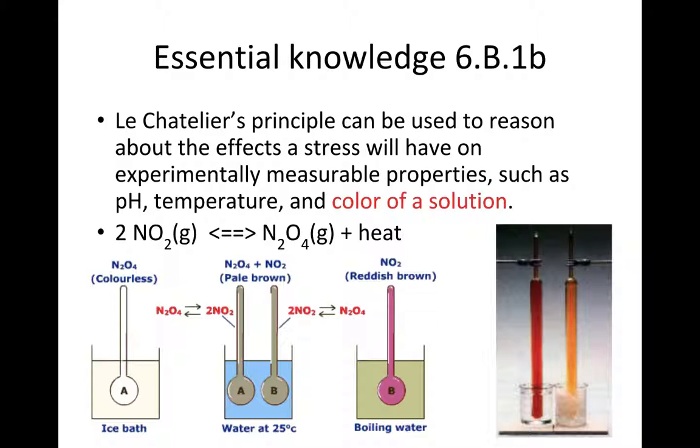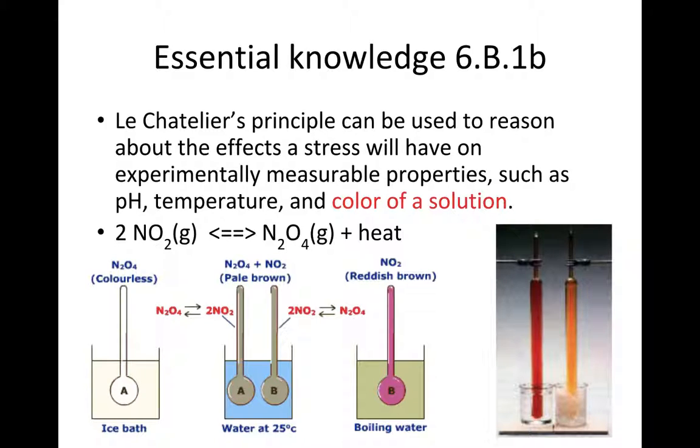Putting it in an ice bath would be removing heat, so N2O4 would be favored if you were in a cold ice bath. NO2 would be favored if you were in hot water. At room temperature, 25 Celsius, you're going to have a mixture of both.